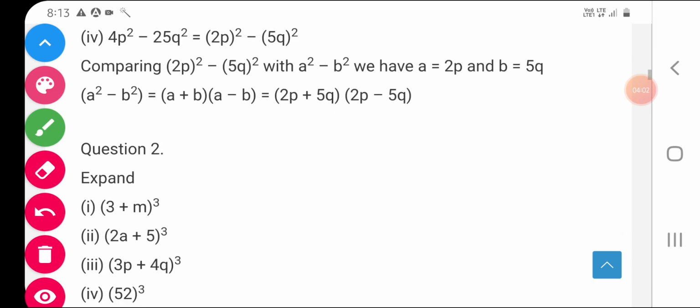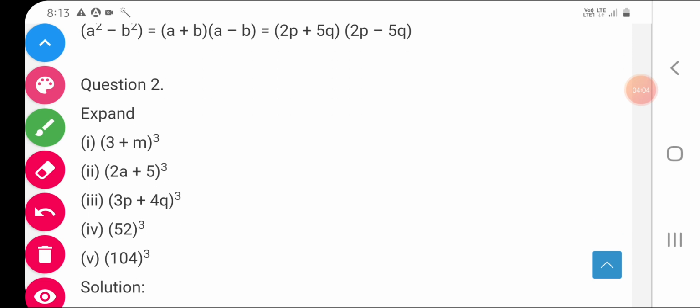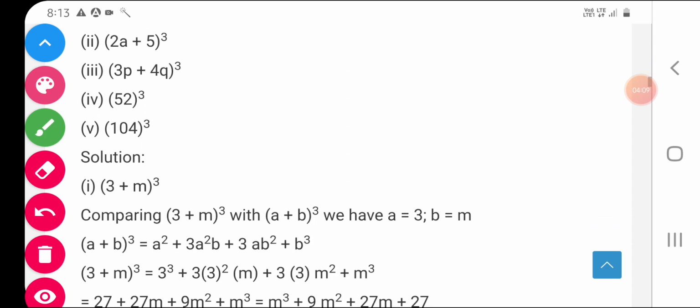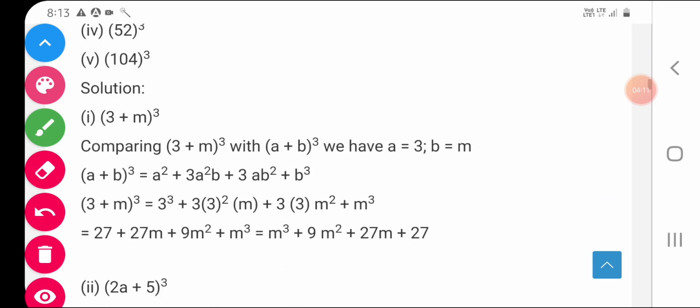Next, expand (3m) the whole cube. This is a cubic identity. We know the formula for (a plus b) the whole cube. Here a is 3, b is m. What is the (a plus b) whole cube formula? Which is a cube, sorry, it is a cube plus 3a square b plus 3ab square plus b cube.